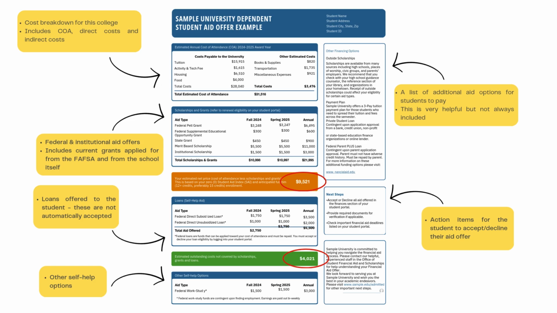And then at the very bottom, this school in particular puts a section for other self-help options. In this case, the student has been awarded a federal work study in the amount of $3,000 per year. So again, this is just another opportunity for the student to receive money for school.